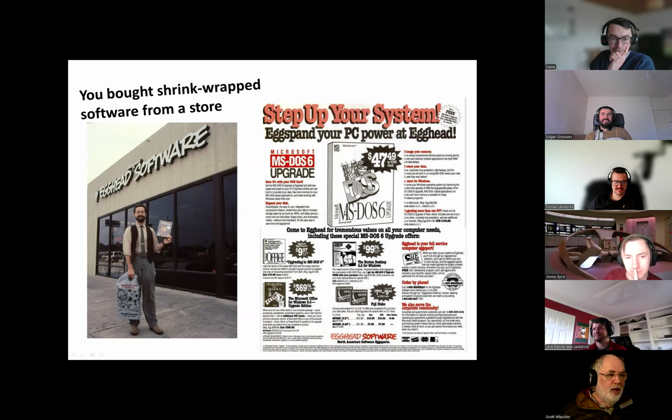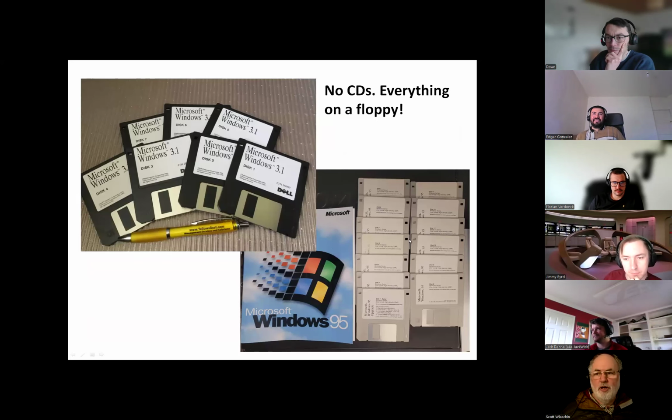And you would buy MS-DOS. If you wanted the latest version of MS-DOS, of course, it's pre-Windows. Is this pre-Windows? Yes, I think it is. Oh, Windows maybe just had come out. It's hard to say the dates, but anyway, this was how you bought stuff. And of course, everything came on floppies, right? We didn't have a CD.